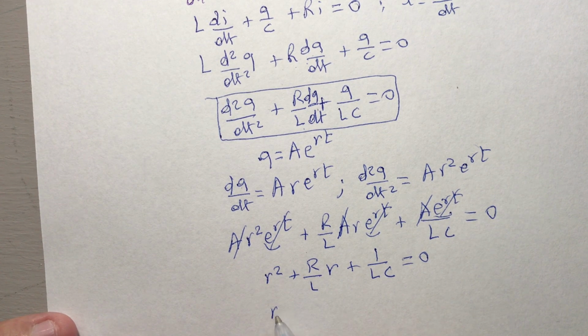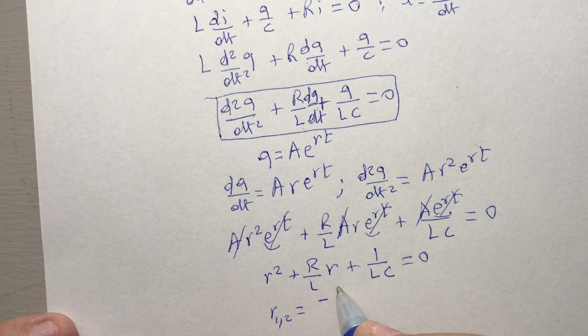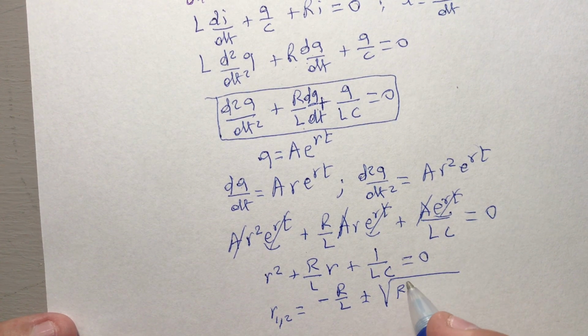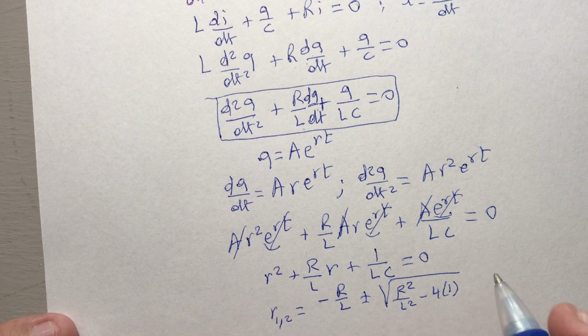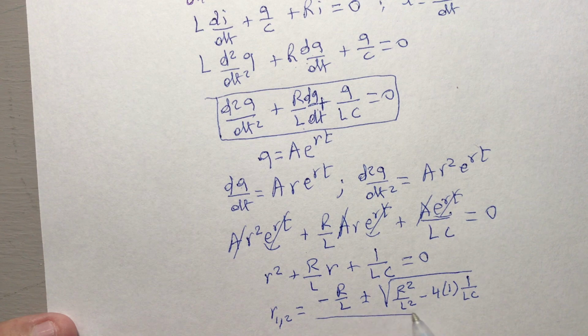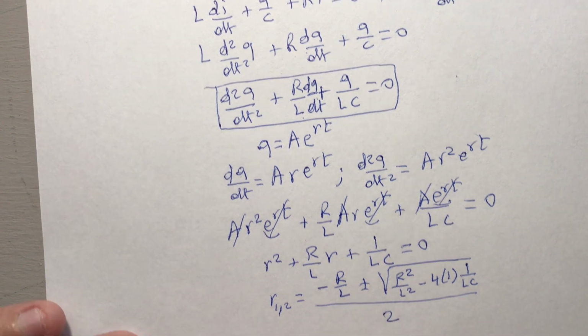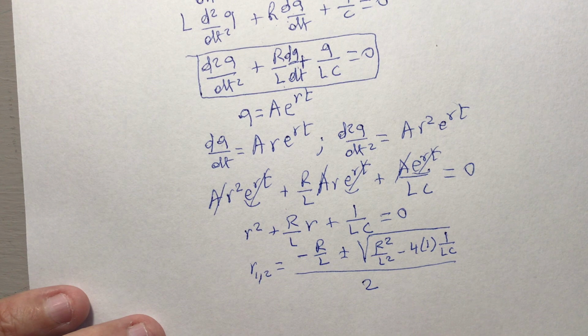So I put here r_{1,2}, which means we can have two solutions. So I put here minus R over L, this is B, plus or minus square root. I put R squared over L squared, minus 4, I put 1 here, A, and then C, 1 over LC. This is over 2. So I just use the quadratic formula.